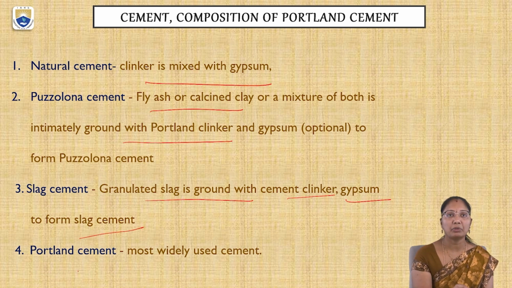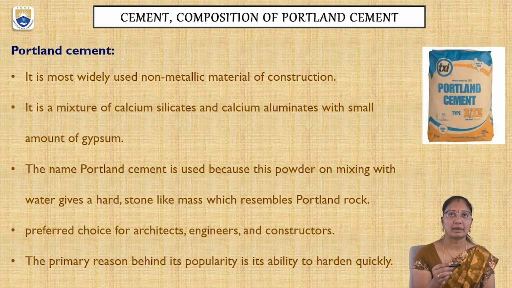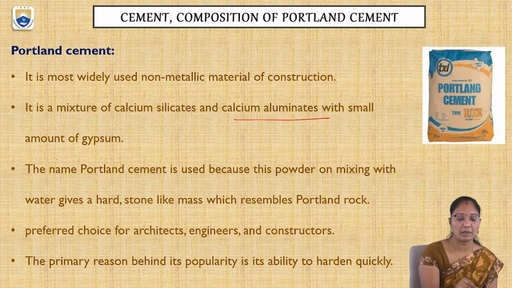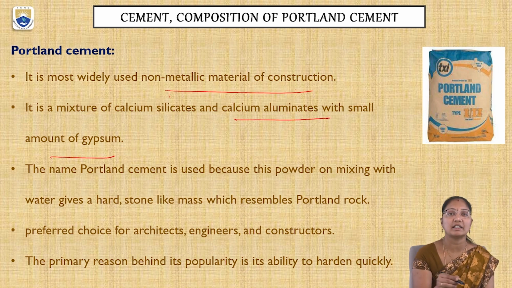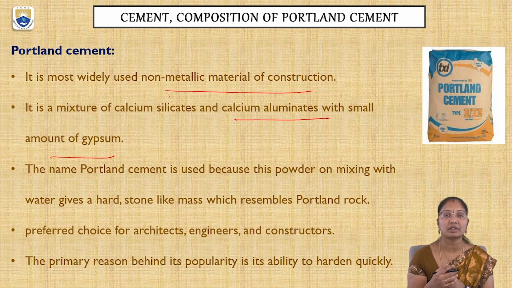Now the most important and most widely used cement is Portland cement. It is a combination of chemical mixtures like calcium aluminates with a small amount of gypsum. Portland cement is the most widely used non-metallic material for construction. It binds together the sands, rocks or building blocks, and forms the construction walls or dams, etc.